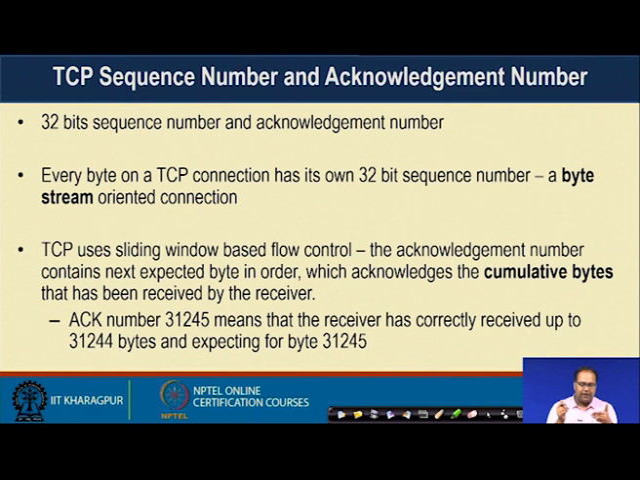The example is like this. If you receive an acknowledgement number 31245, that means the receiver has correctly received all the bytes up to 31244 and it is expecting byte 31245. So, that way it is a cumulative acknowledgement number. Once you get an acknowledgement number, it means that all the bytes immediately before that number have been received correctly by the receiver, and it is expecting that particular byte. So, it is expecting byte 31245 and it has received everything correctly up to byte 31244.